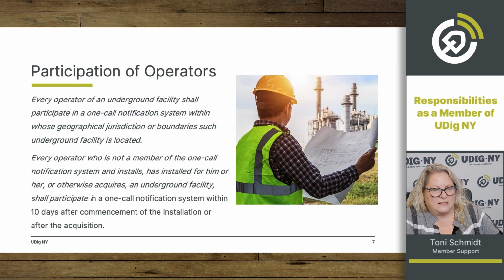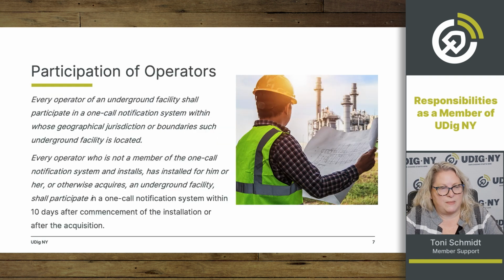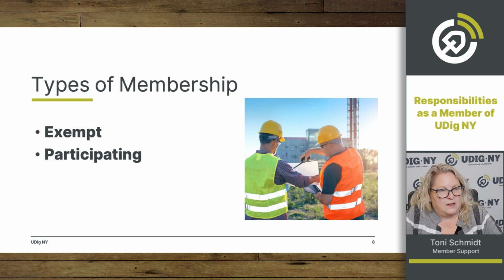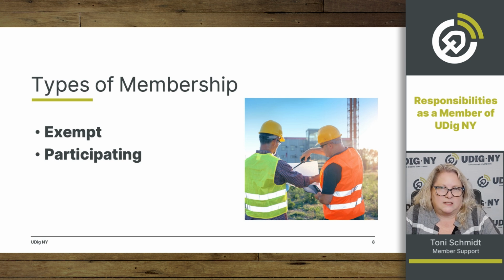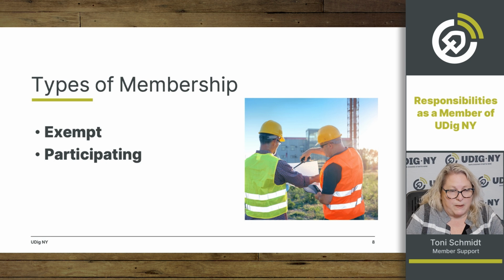Member Services is often asked who is required to be a member. Member Services can often assist by answering some questions, but more often we will have you go to the website to read Code 753 and to determine if you do need to be a member. There are currently two types of memberships, exempt and participating. It's easiest to start by discussing what an exempt member is and a participating.